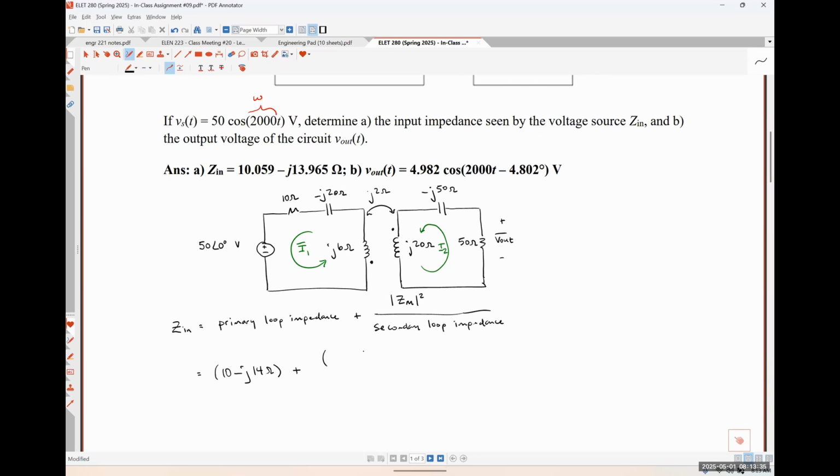What is the magnitude of the impedance of the mutual inductance? So the magnitude, we're going to throw the j away. So it's just going to look like 2 ohms. And then what's our secondary loop impedance going to look like? 50 minus j30. Absolutely right.